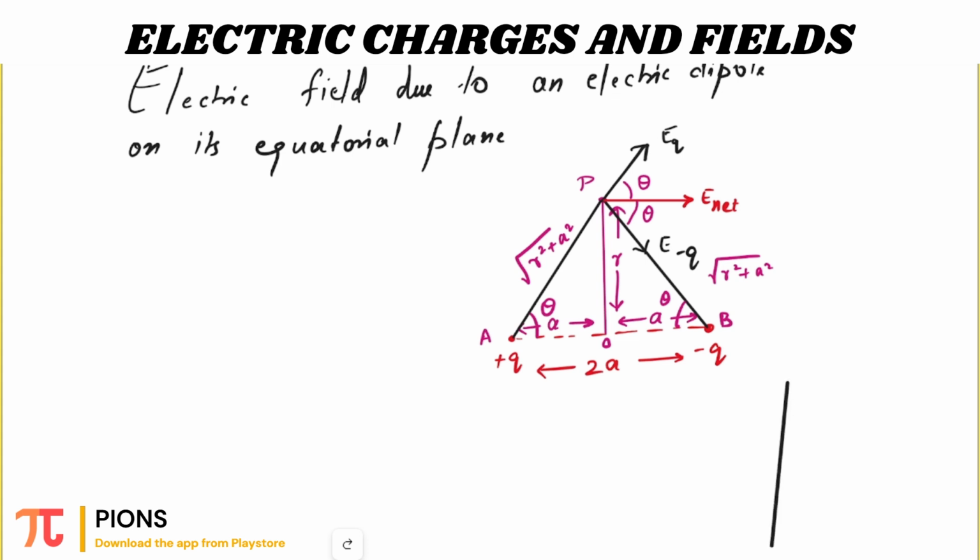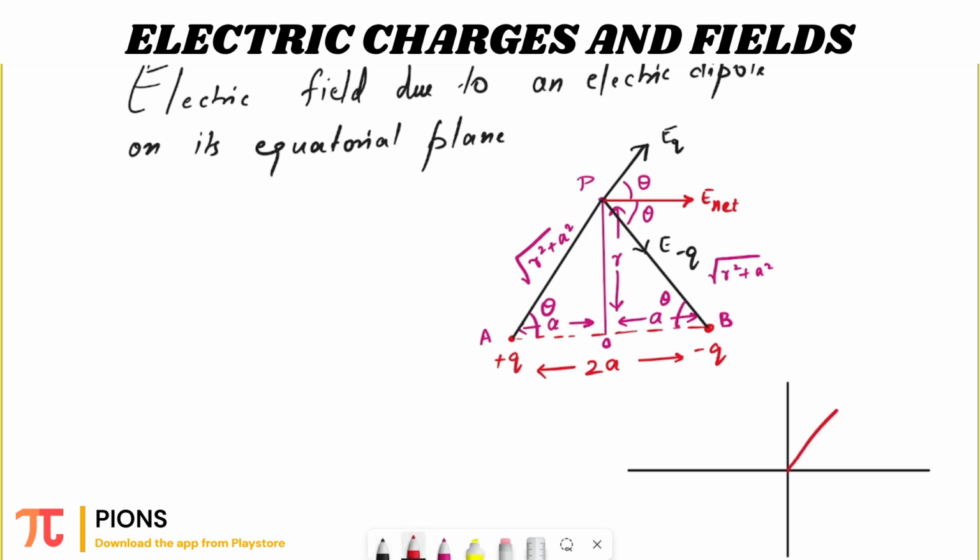This is our straight line over here, and this is our y-axis, and this is our x-axis. So let me just make it like this. Okay, great. Now we know that EQ is pointing in this direction. This is our EQ, and our E minus Q is pointing in this direction. So this is our E minus Q, right? And this is our angle theta over here, and this is our angle theta over here, as per the diagram, as we can see. And E net is pointing along the x-axis.